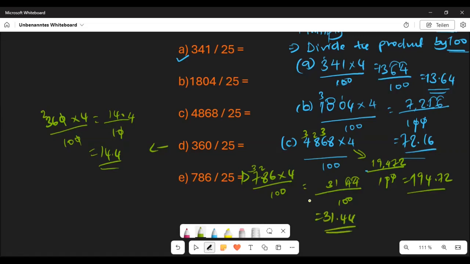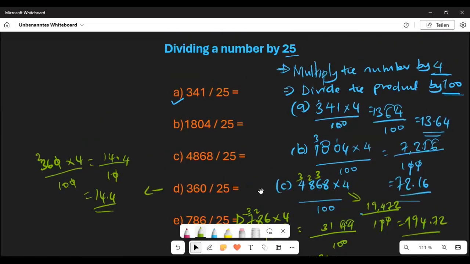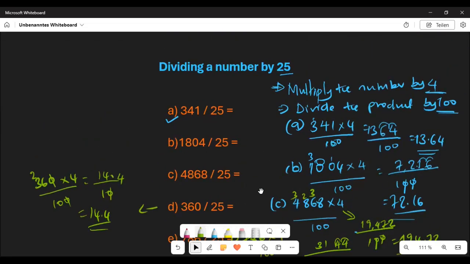Thank you so much for attending this session today with us. We just wanted to show you how to divide numbers by 25. I hope now you will apply the same methods. Remember the two principles: multiply the number by 4, and then divide the product by 100. That is what I want to share with you. Thank you so much, and bye-bye.